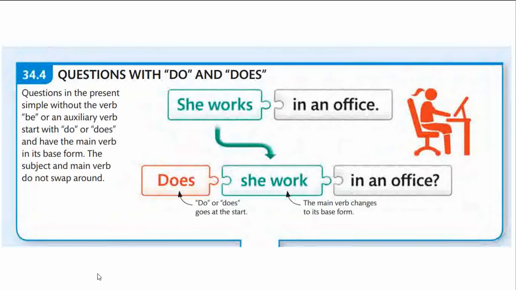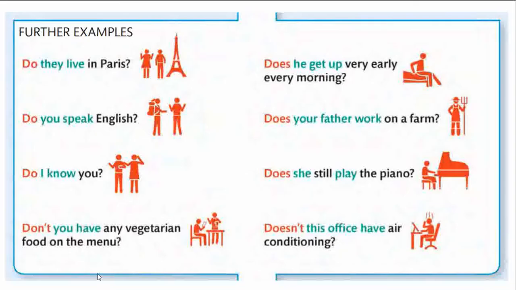Now let us see certain structures based on the rule that we have just studied. Do they live in Paris? Do you speak English? Do I know you? Don't you have any vegetarian food on the menu? Does he get up very early every morning? Does your father work on a farm? Does she still play the piano? Doesn't this office have air conditioning? This is in the negative connotation.